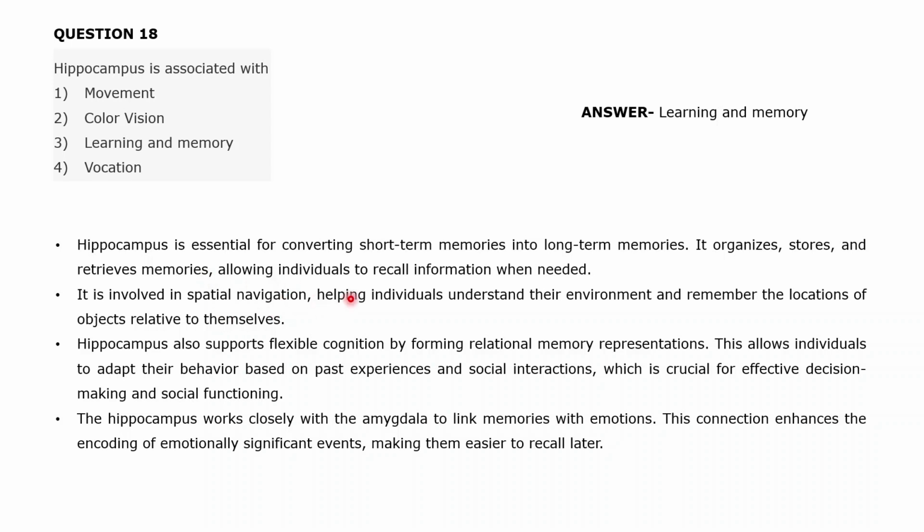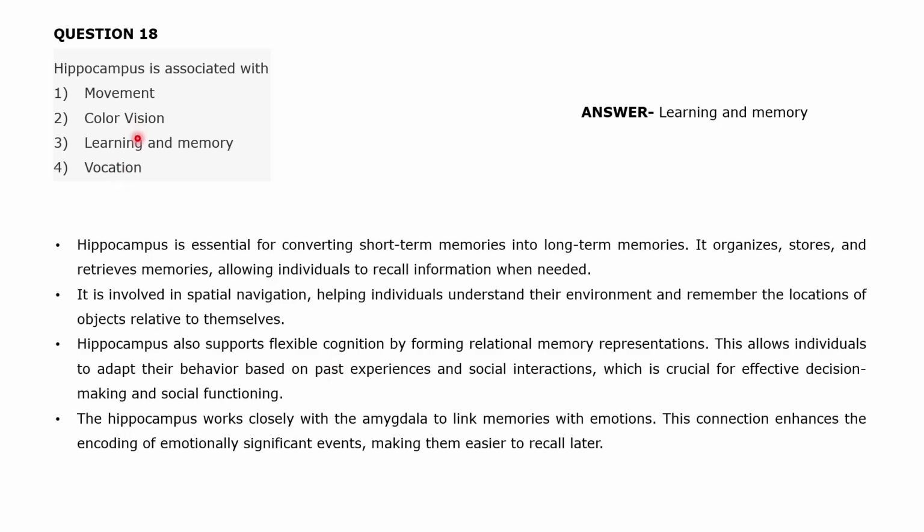It also helps to carry out spatial navigation, helping the individual to understand the environment and remember the location of objects related to themselves. That's also regarding memory, because if you are waking up in the morning, you should know where things are kept and everything. That is carried out because of this memory storing capacity of the hippocampus. And cognition and memory should also be there from past experience and other social interactions that you have had in your past life or recently. Then you need to learn something from that particular memory or experience that you are getting there, right?